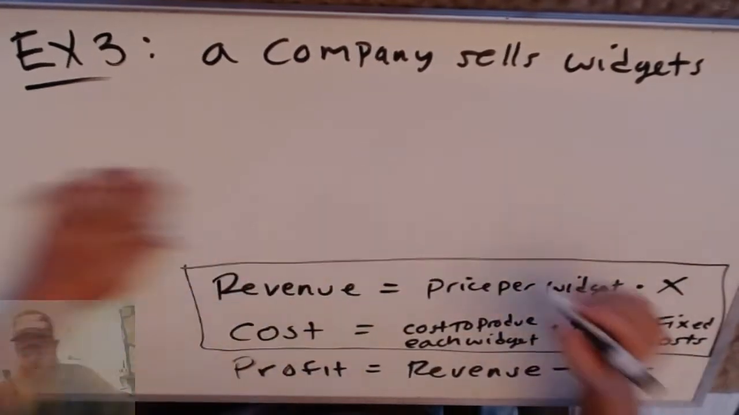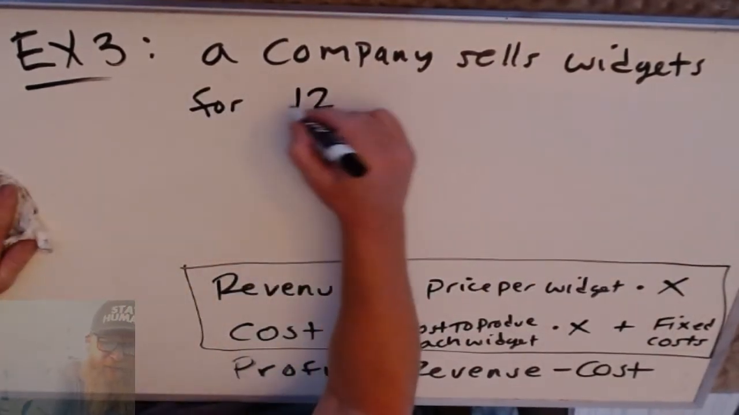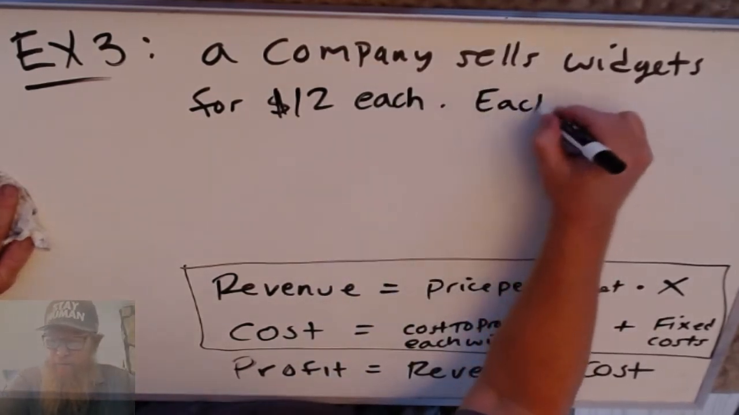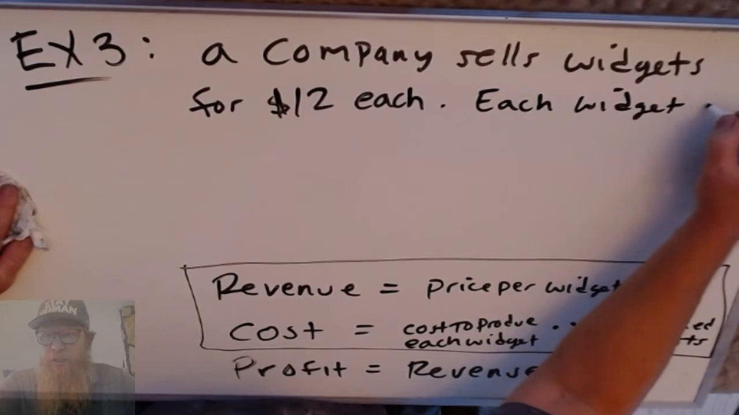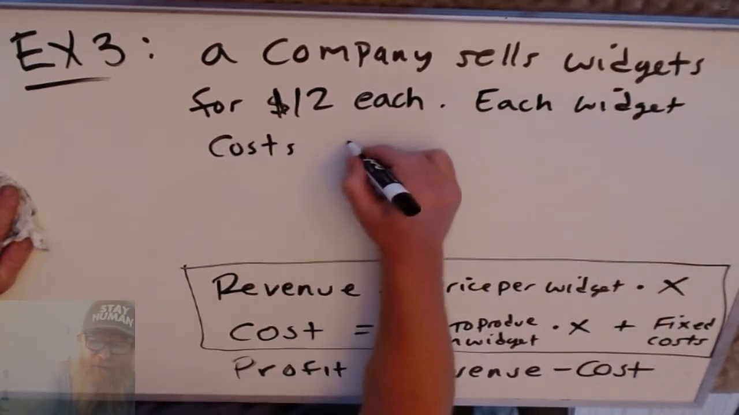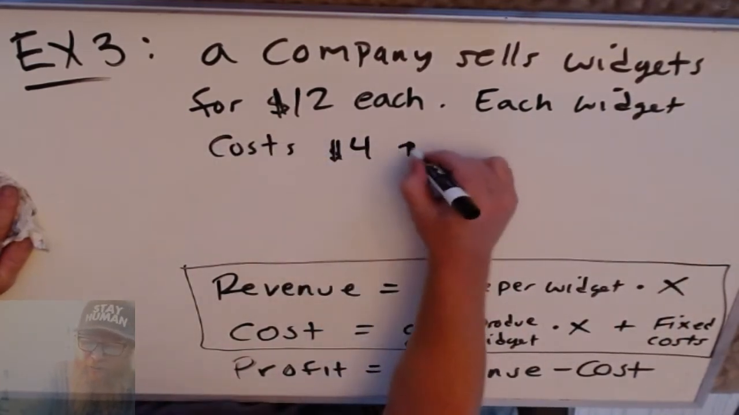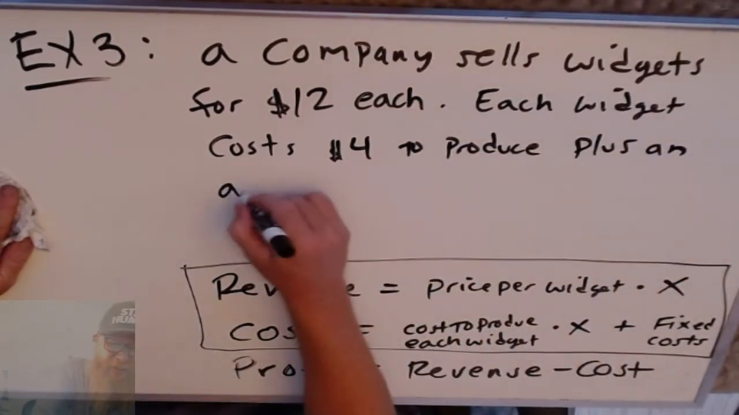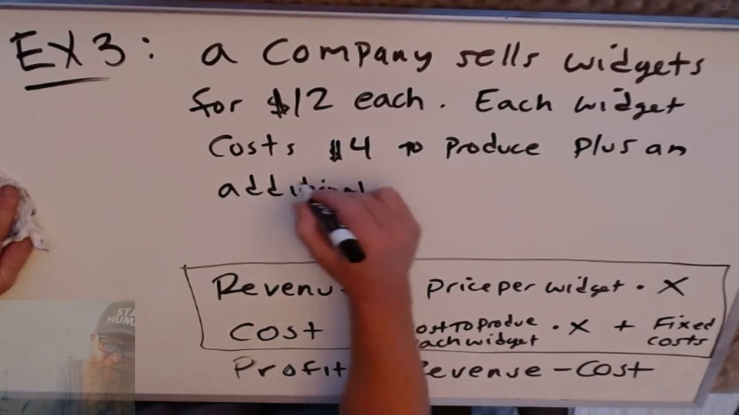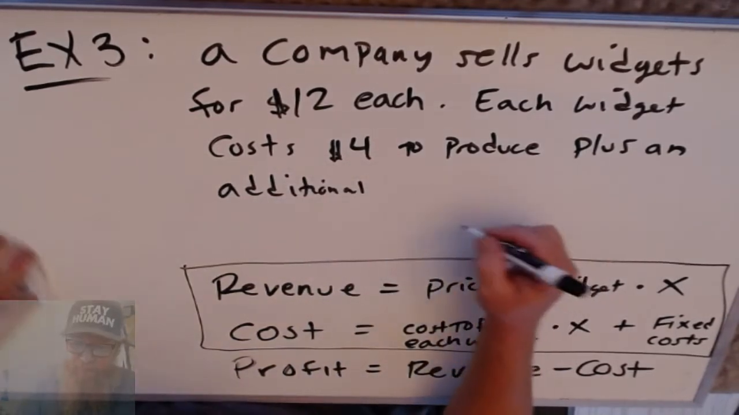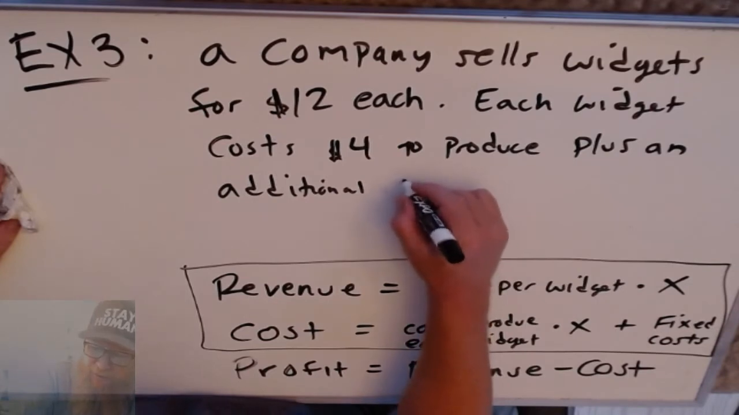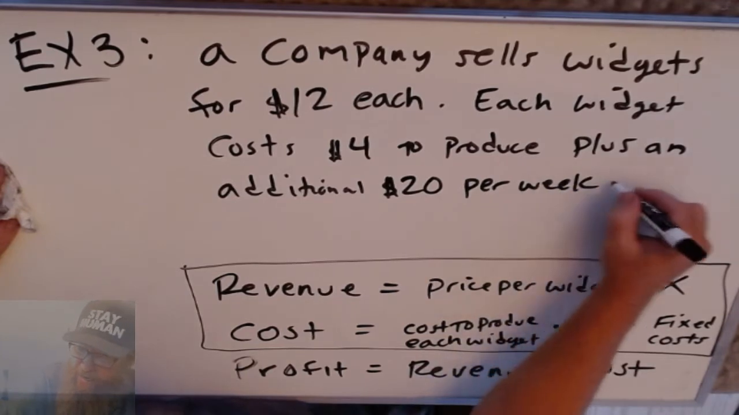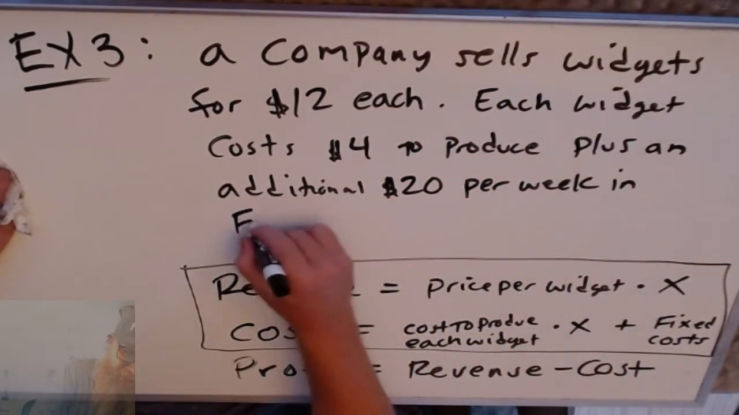A company sells widgets for $12 each. Each widget costs $4 to produce, plus an additional $20 per week in fixed costs.